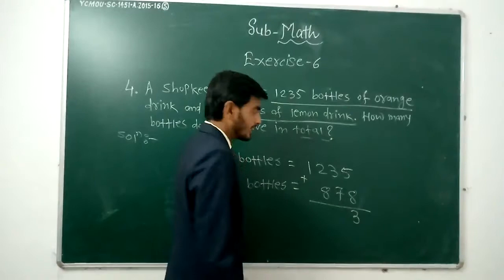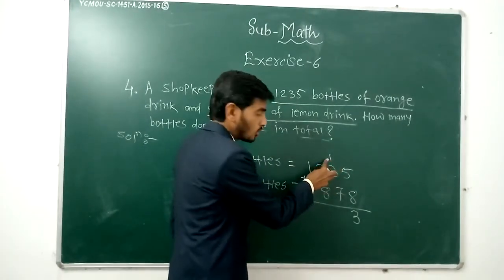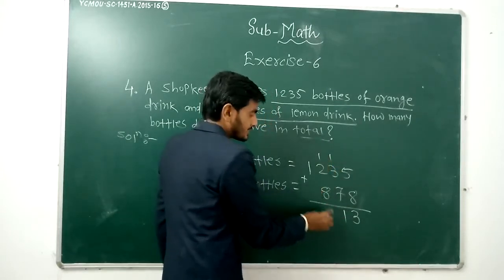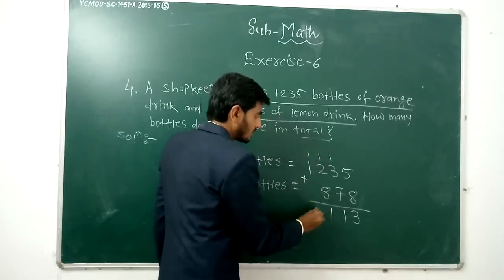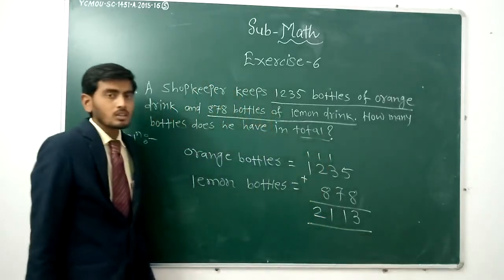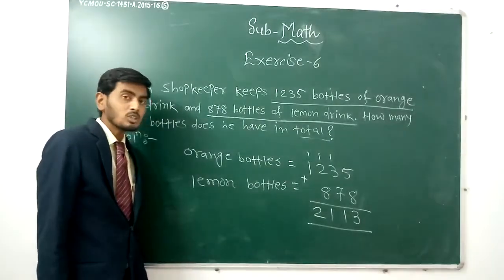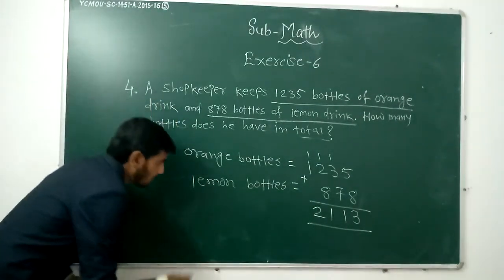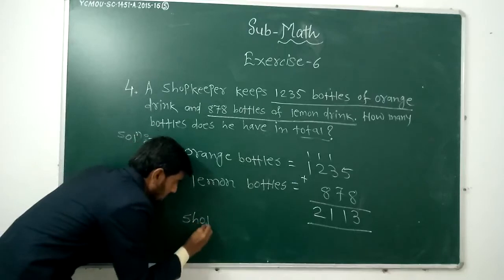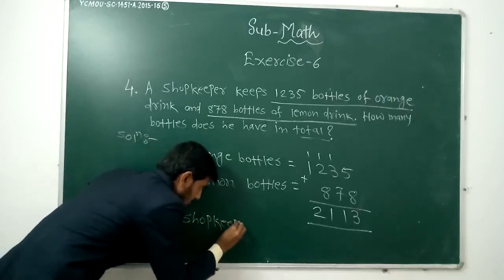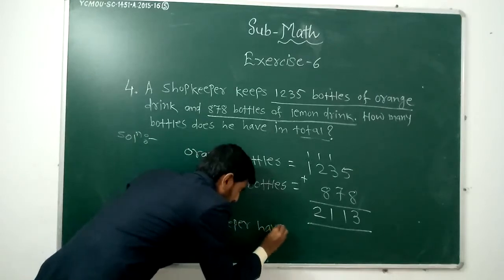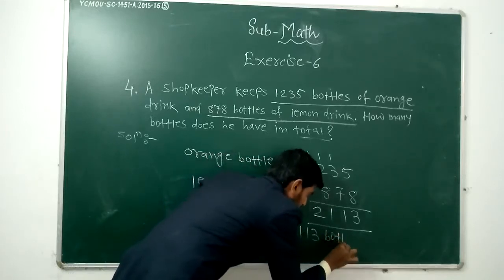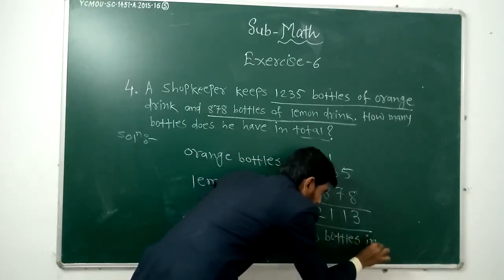5 plus 8, 13. Okay, carry 1. 3 plus 1, 4. 4 plus 7, 11. Carry 1. 2 plus 1, 3. 3 plus 8, 11. Carry 1. 1 plus 1, 2. Means total 2113 bottles the shopkeeper has. So write down here, shopkeeper has 2113 bottles in total.